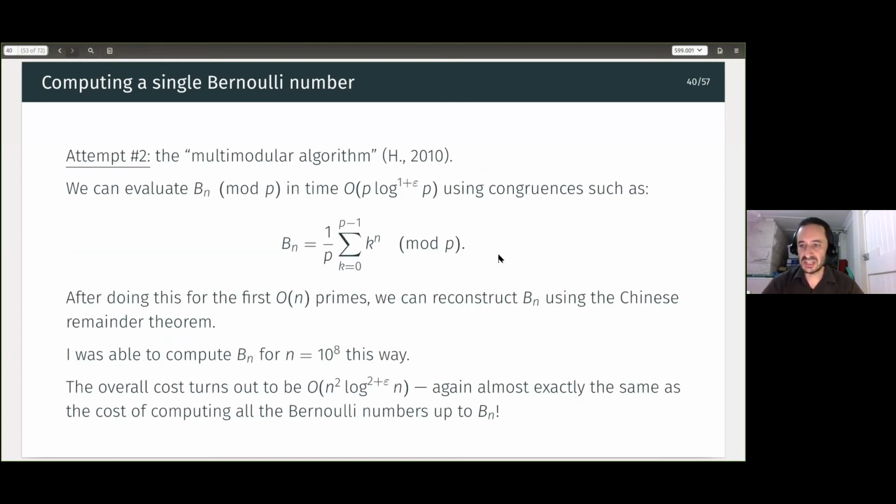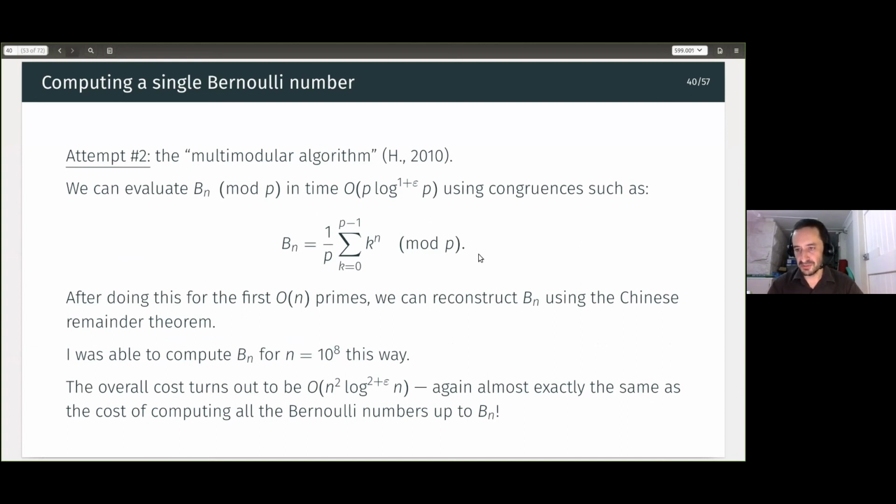Here is a second attempt. This is the 2010 paper I was referring to. This is a different algorithm from the zeta function algorithm. What you do is you use congruences for the Bernoulli numbers modulo small primes. Here's an example of such a congruence. You take the sum of the nth powers modulo p from 0 up to p minus 1. You actually have to do that modulo p squared and then divide by p to get the result modulo p. And you can do this for a bunch of small primes.